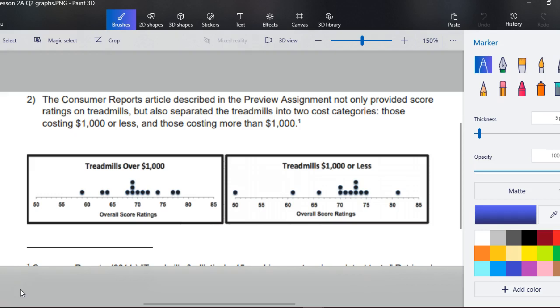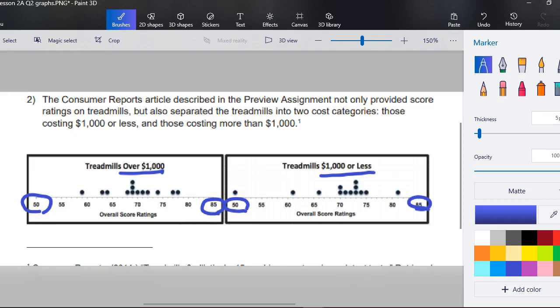Looking at question 2, it talks about the Consumer Reports article that was described in the previous assignment. Not only did it provide score ratings on treadmills, but it also separated the treadmills into two cost categories, those costing $1,000 or less and those costing more than $1,000. So to clarify, as you should, anytime you see graphs, notice the information being displayed and also notice scale. Are the scales same or different? And we're going to start looking in detail at the items or the dots on the scale.